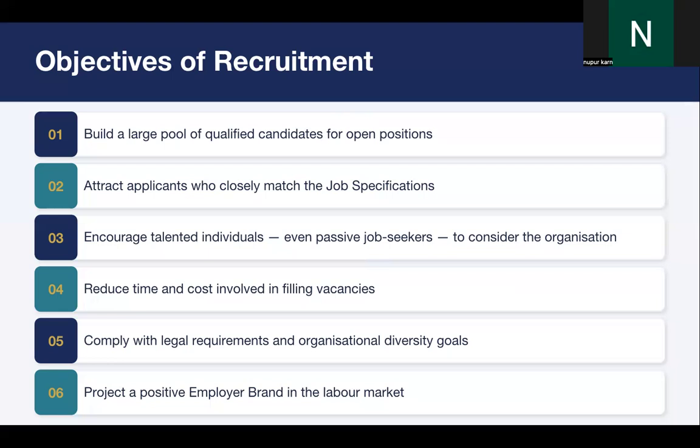Through the recruitment process, we are going to achieve all this. For example, build a large pool of qualified candidates. For an open position, if you have a large pool of qualified candidates, from that you are going to select the few candidates that are best for the organization. Attract applicants who closely match the job specification. You need to get these applicants to apply for the job. Then only can you find those that match the job specification. Encourage talented individuals, reduce time and cost, comply with legal requirements, and project a positive employer brand in the labor market. So these are the objectives of recruitment.